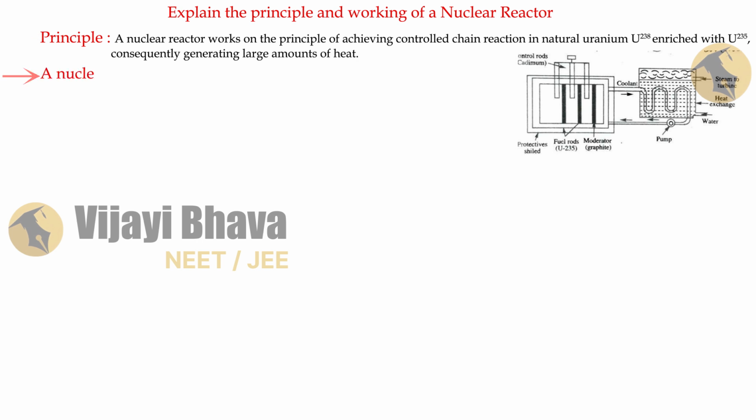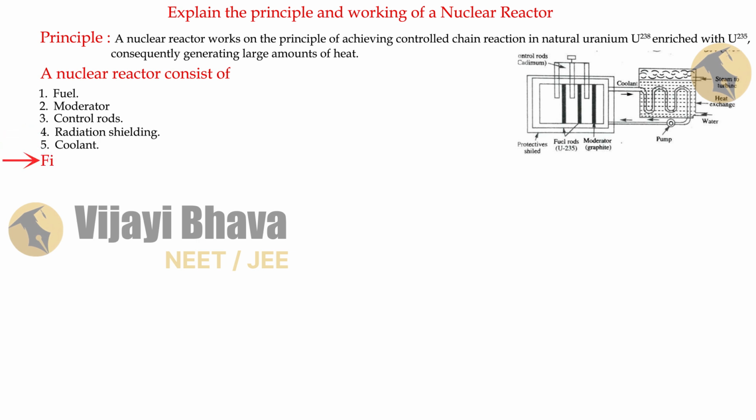A nuclear reactor consists of the following parts: 1st, the fuel; 2nd, the moderator; 3rd, the control rods; 4th, the radiation shielding; and finally the coolant. The diagram of a nuclear reactor depicting all the 5 parts is as given here. Let us learn about each part of the nuclear reactor in detail.